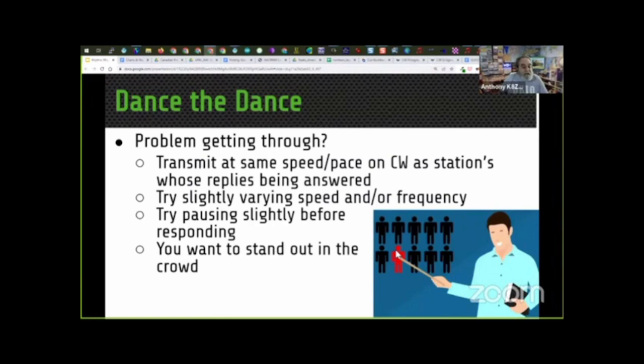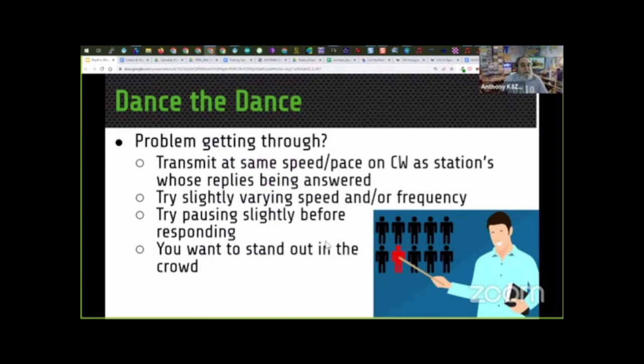Sometimes it's best to transmit the same speed and pace as the CW station it's calling, but sometimes it helps to vary your speed or frequency slightly so that you stand out from the rest of the crowd. You want to be the station they're hearing. Now, don't go to extremes, but just moving your signal slightly higher or lower so you change the tone, or changing your speed slightly can make a big difference.